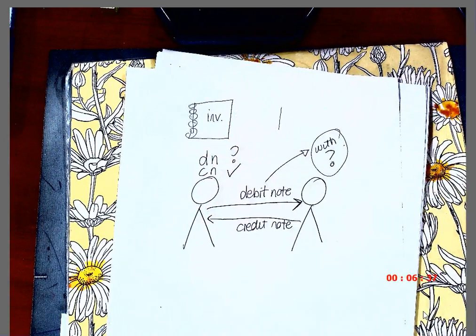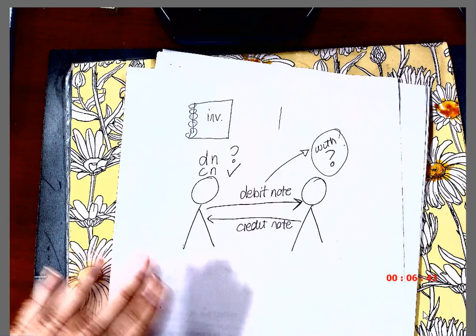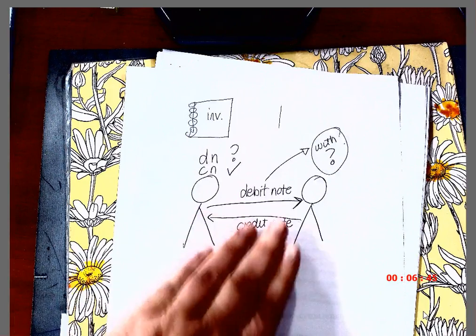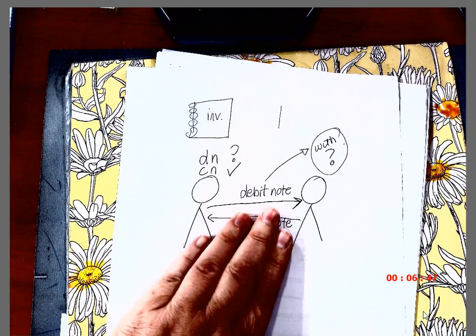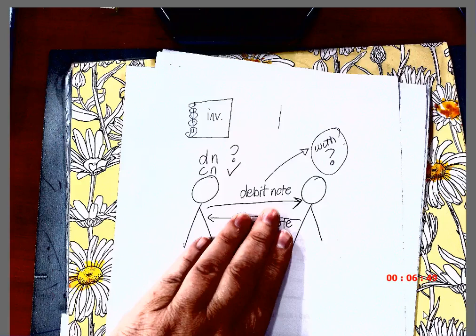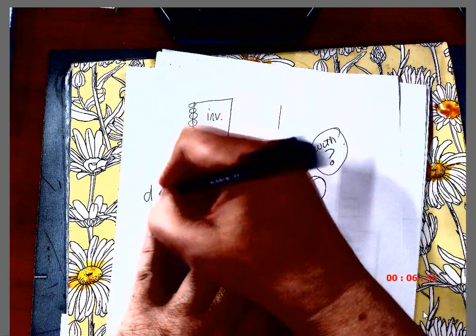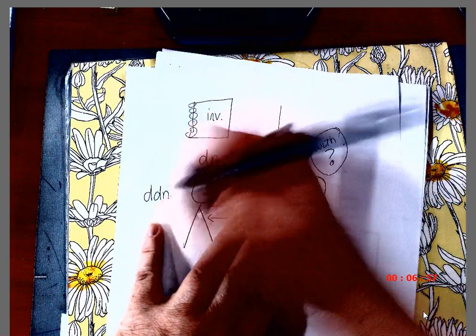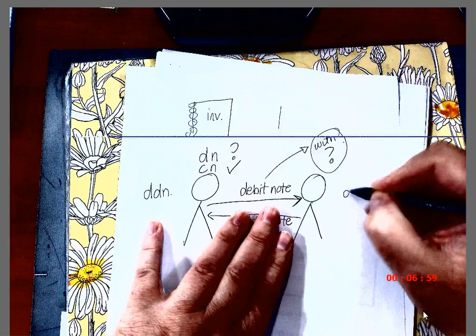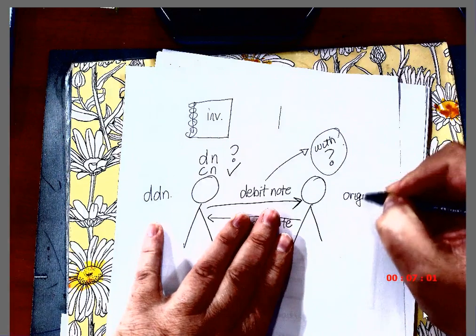Okay, so now it depends whose books we are doing. If we are doing the books of the guy sending the debit note, now remember, if we send the debit note, it means we are keeping the duplicate. This guy will get the original.